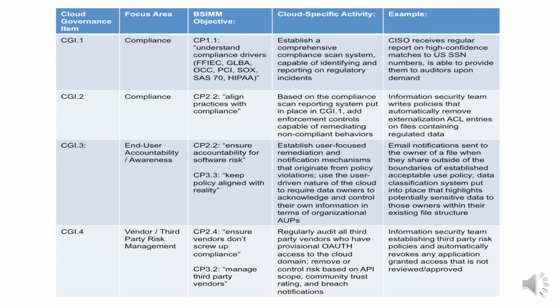And the information security team writes policy that automatically removes externalization ACL entries on files containing regulated data. So CJ.3, that focus area is end user accountability and awareness, and it establishes user-focused remediation and notification mechanisms which originate from policy violations, and it uses the user-driven nature of the cloud to require data owners to acknowledge and control their own information in terms of organizational AUPs.